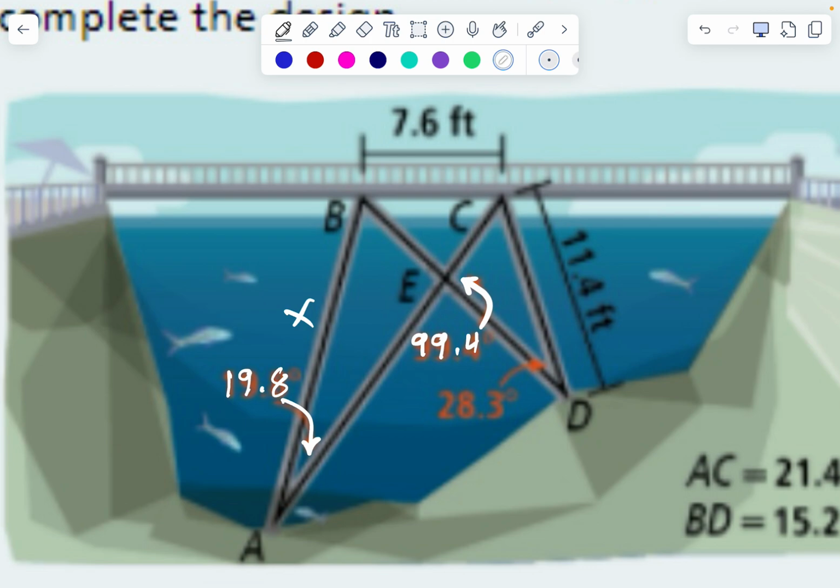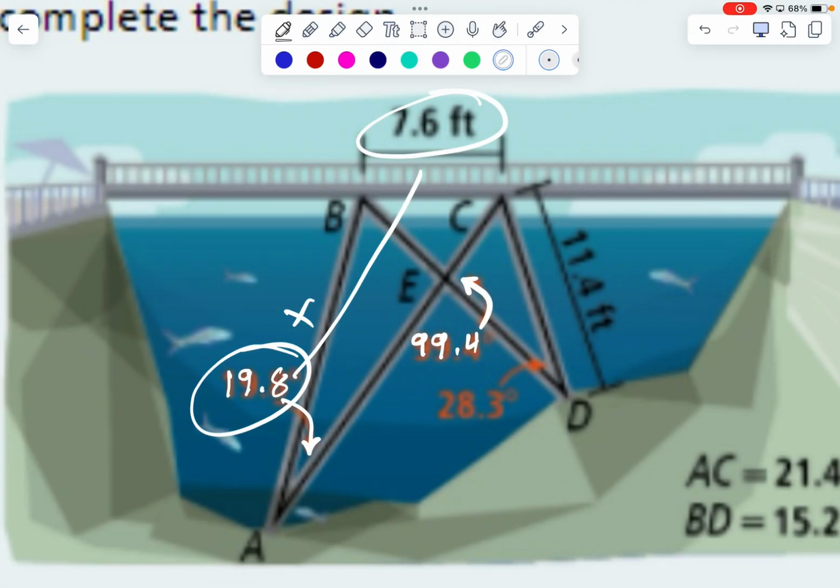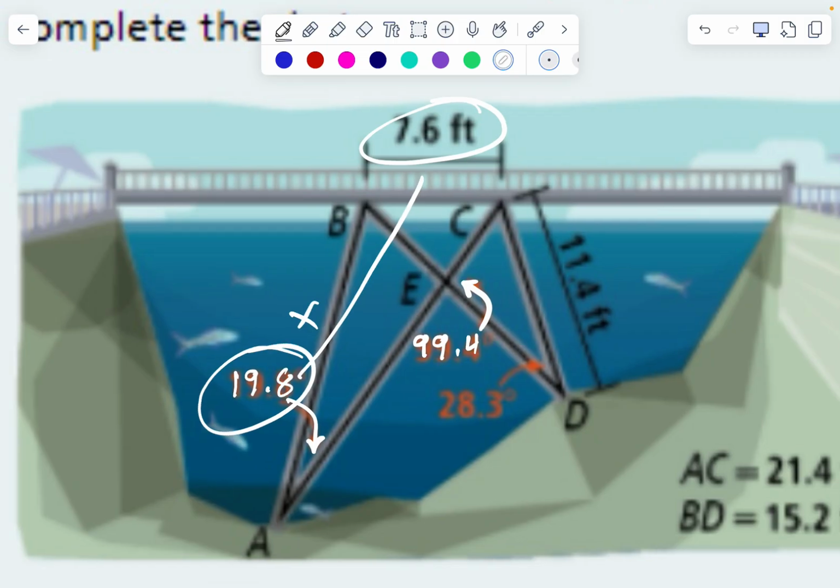Okay. All right, what's your vote? What would you use? I hear law of sines, and I agree. We have an angle and its opposite side, right? And it is not a right triangle. So I would agree with sines. Good. That would get us, we can vertical angle the 99.4 here, and then we could set up sine of 19.8 over 7.6, etc. Good? Everybody see that?